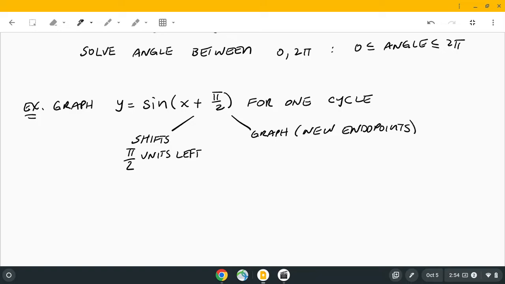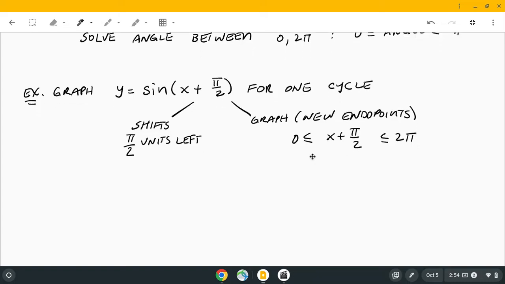Again, normally we have one cycle from 0 to 2 pi. But because we are messing with that angle, we have to solve for x and figure out what our new endpoints are. So here I have to subtract pi over 2 from all three. That will give me negative pi over 2 on the left end, and over here, that would be 3 pi over 2 on the right end.